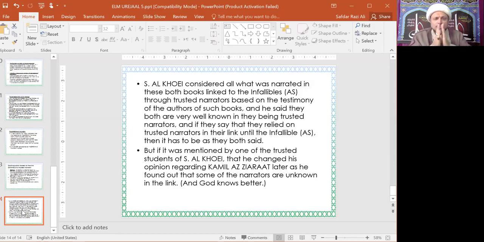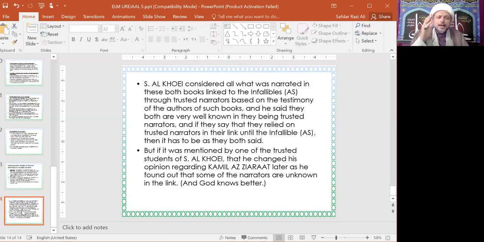God knows better. My teacher, Sheikh Ali Dehni, said that he heard from Sayyid al-Khu'i himself that Sayyid al-Khu'i changed his opinion about Kamil al-Ziyarat at the end. That means we have to check every single hadith in Kamil al-Ziyarat and every single narrator. We can't say that if a person is in this link, that hadith is okay because that person is available in the link of Kamil al-Ziyarat. This rule is no longer applicable in the last days of Sayyid al-Khu'i, according to Sayyid al-Khu'i. But if some other scholars say otherwise, it becomes an ijtihadi issue for the mujtahids. They have to check by themselves.